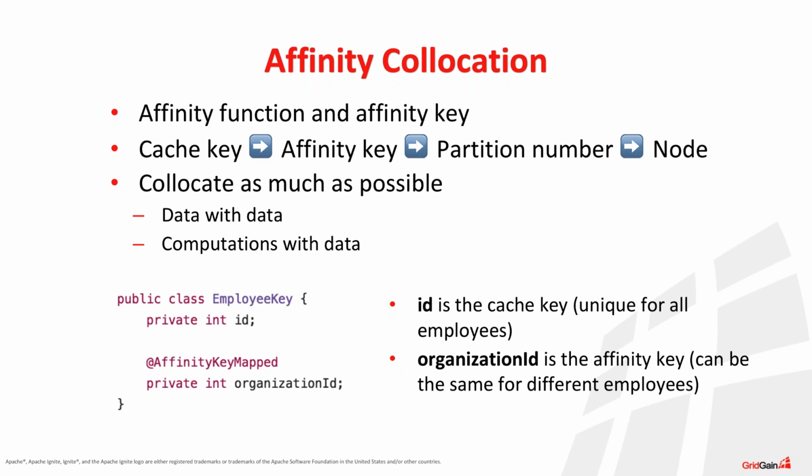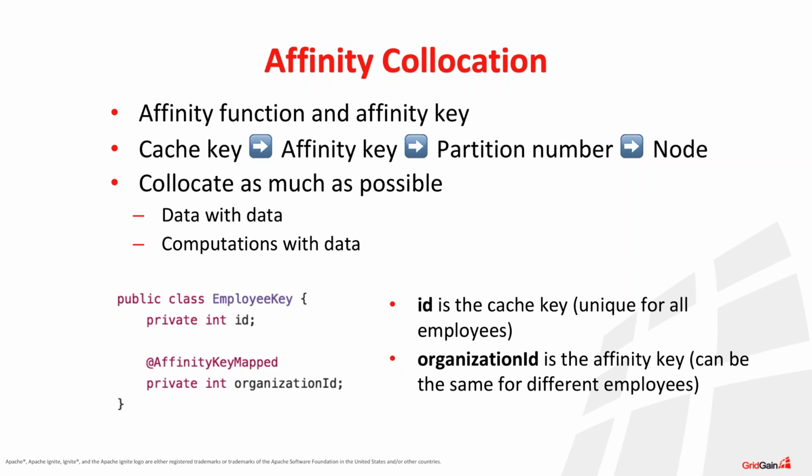And another important concept here is affinity key, because actually the cache key directly is not used for this mapping. The affinity function takes the affinity key, and the cache key is first converted into affinity key, and then the affinity function takes the affinity key to get the partition number and the node. And the main difference here is that affinity key, unlike cache key, doesn't have to be unique. So you can have the same affinity key for multiple entries, and this will force Ignite to store all these entries with the same affinity key on the same node.